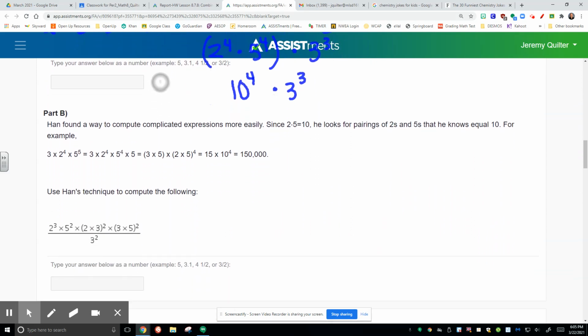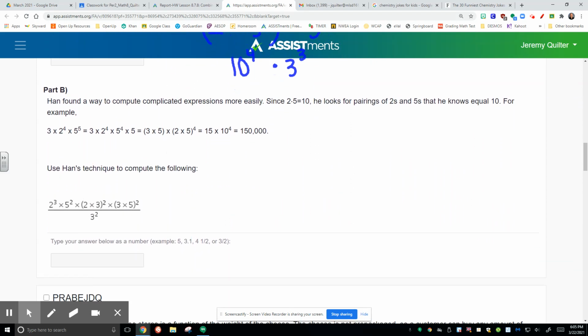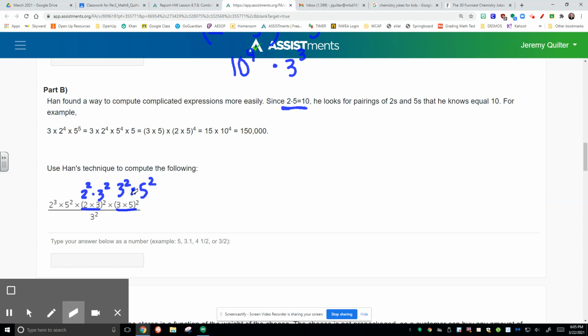In part B, Han did it again. Again, what we're looking for is matching up 2 times 5, because 2's and 5's you know equal 10, and powers of 10 are a lot easier to work with. I would suggest the very first thing you do is take expressions like these and switch them to 2 to the 2nd power times 3 to the 2nd power, and then 3 to the 2nd power times 5 to the 2nd power. You might be saying, well, why did I use that little x? Because that's what they had there.